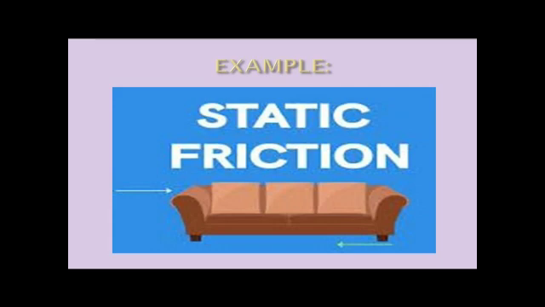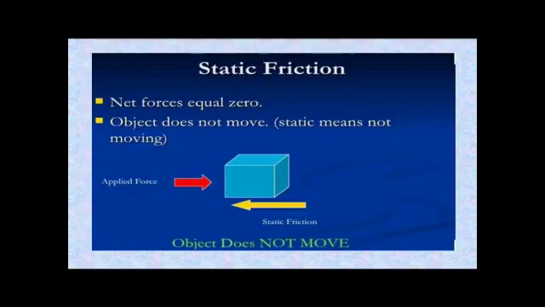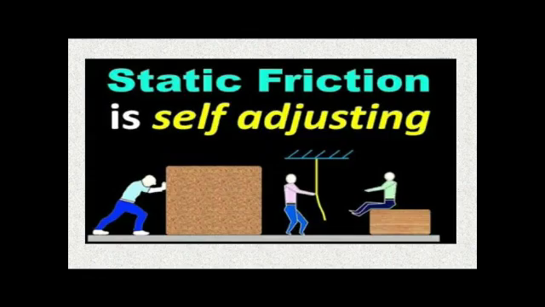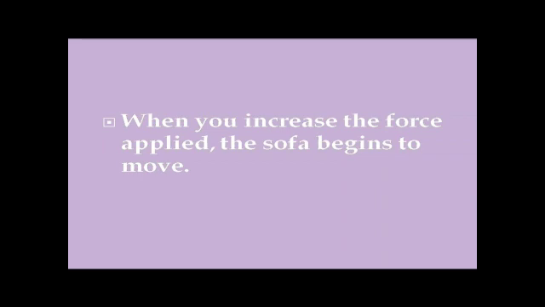Try to move a heavy sofa. What happens? Even though you apply certain force, the sofa doesn't move as the force applied is balanced by the static frictional force. As you increase the applied force, static friction also increases because static friction is a self-adjusting force. When you increase the force applied, the sofa begins to move.